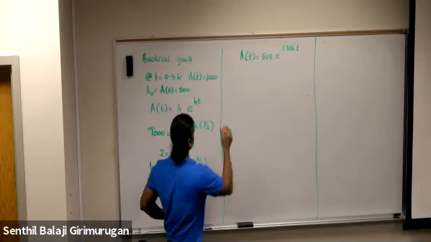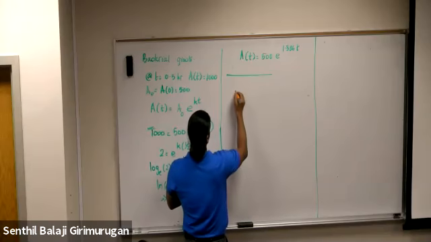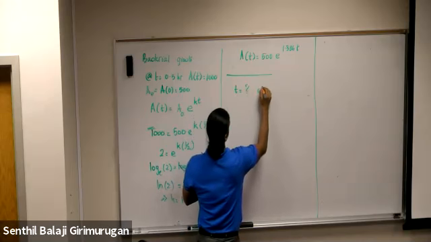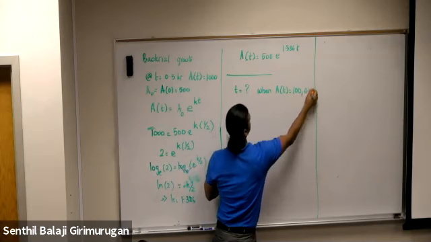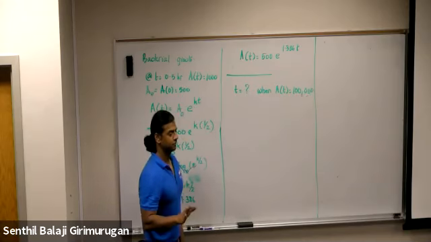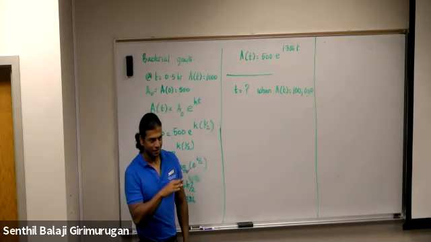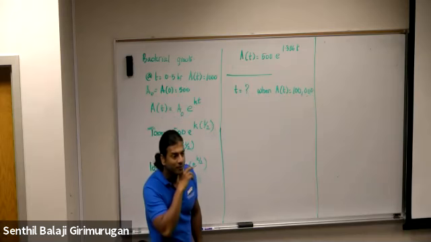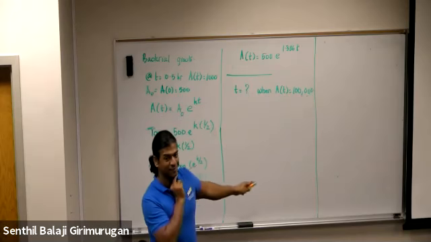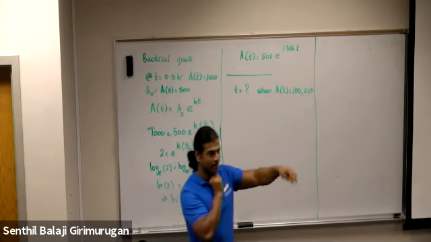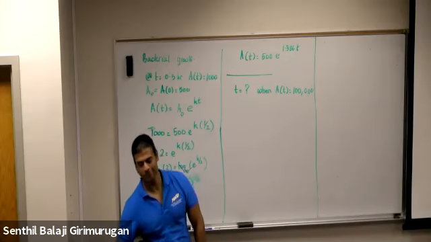I'll give you a few seconds to find the value of t when A of t is 100,000. What do you think the answer should be? At 100,000, not 1,000. 3.82. Remember, 2 raised to t, 4 raised to t. Let's see if we get the same 3.82.